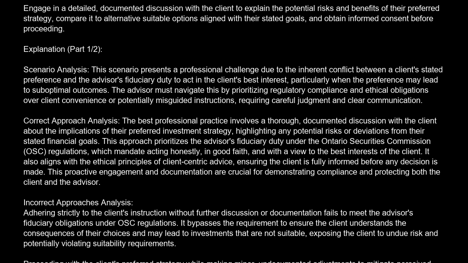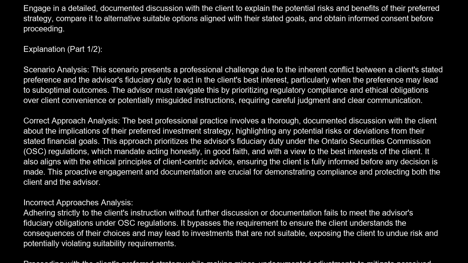Correct approach analysis. The best professional practice involves a thorough, documented discussion with the client about the implications of their preferred investment strategy, highlighting any potential risks or deviations from their stated financial goals. This approach prioritizes the advisor's fiduciary duty under the Ontario Securities Commission OSC regulations, which mandate acting honestly, in good faith, and with a view to the best interests of the client.